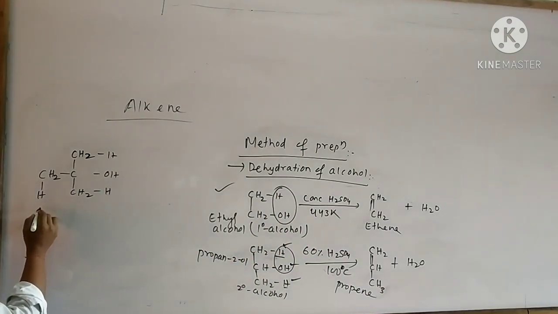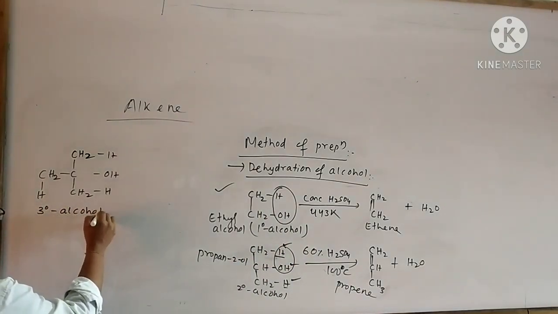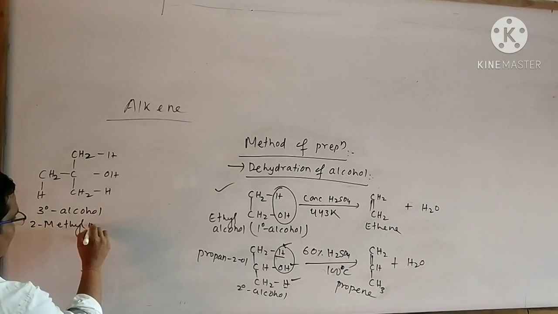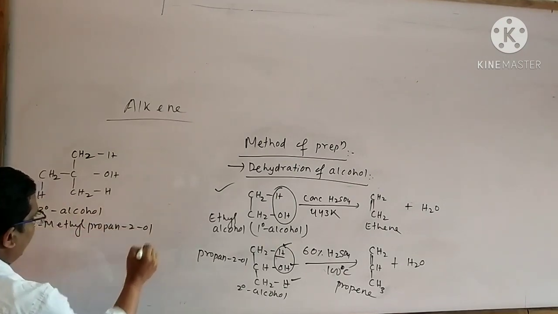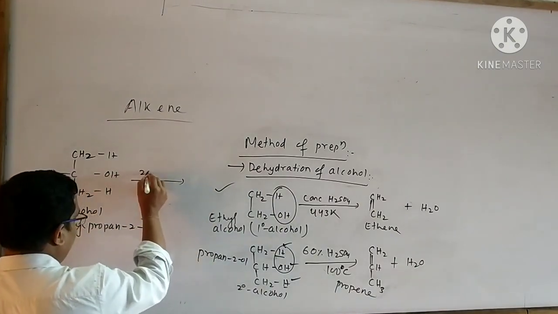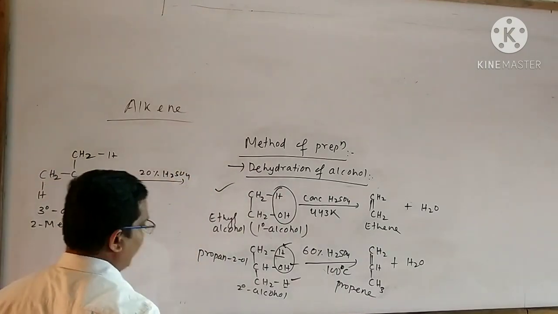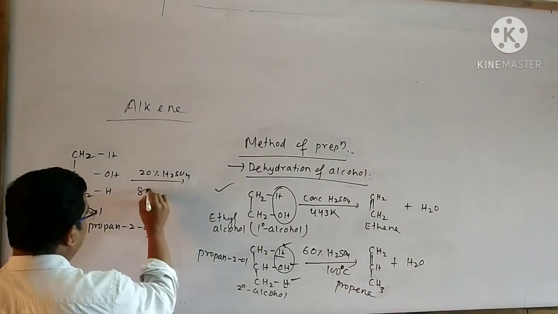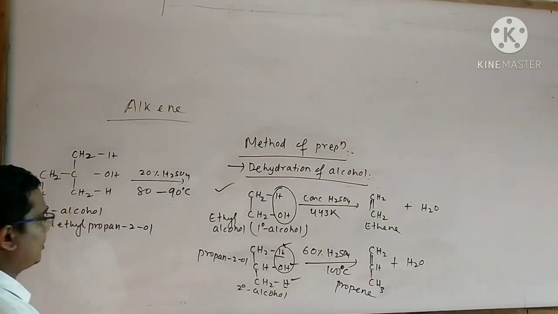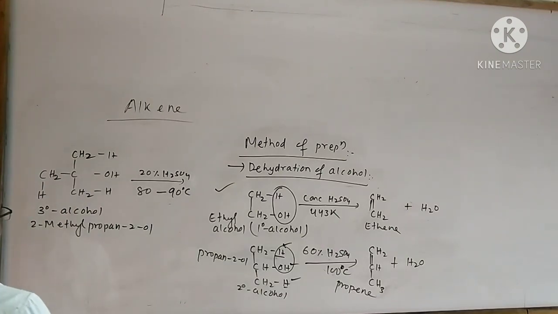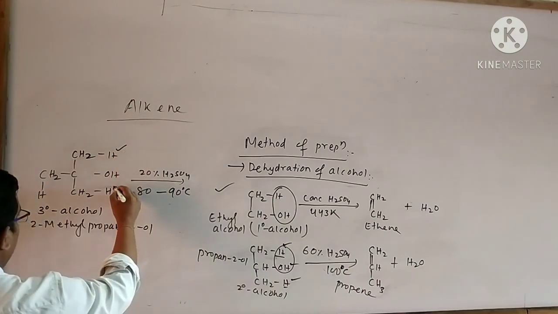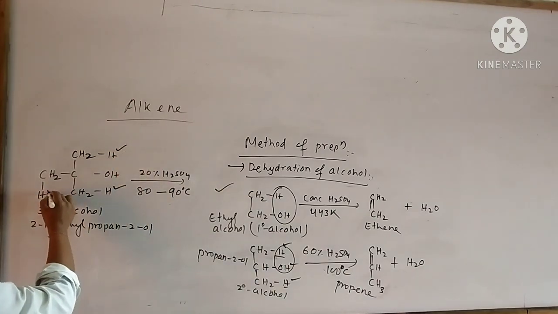Similarly, look at that. This is an example of 3-degree alcohol. The name of this alcohol is 2-methylpropan-2-ol. If 2-methylpropan-2-ol is subjected to reaction with 20% H2SO4 at a temperature of 80 to 90 degrees centigrade, then what will happen? There is loss of water molecule. There are 3 options for loss of hydrogen atom. You can take this hydrogen, also you can take this hydrogen, and also you can take this hydrogen.